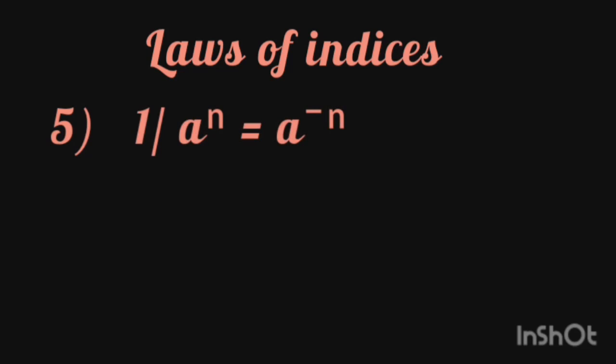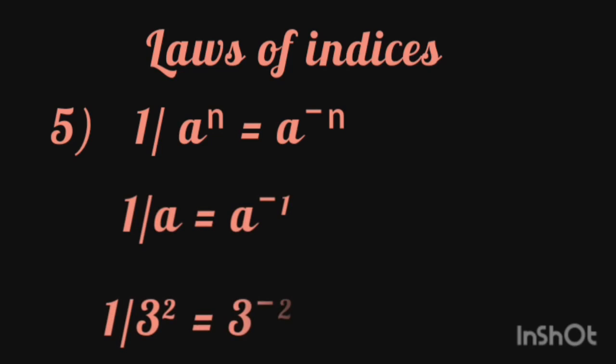So the fifth law of indices we are going to be looking at is when we have 1 over any number raised to a power, we simply remove the 1 and add a negative sign to the power. For example, 1 over a is the same thing as a raised to the power minus 1. So we remove the 1 and add a minus sign in front of the power, so we have a raised to the power minus 1. Another example, we have 1 over 3 raised to the power 2. We just remove the 1 and add a minus sign in front of the index, which is 2, so we get 3 raised to the power minus 2.